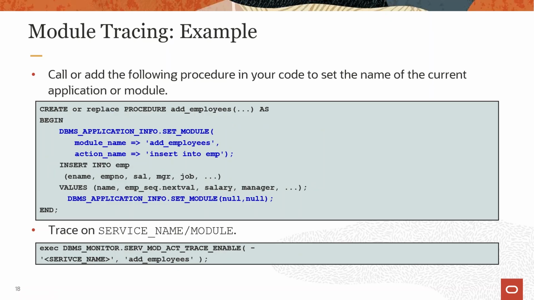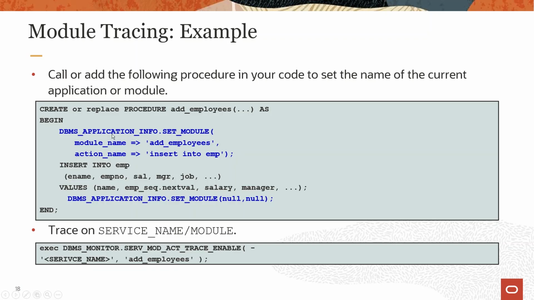Now, once you have set up services, you can also then within a service perform module tracing. Now, what is the following? Well, this example shows how you can set for this particular insert statement a module and action name. So you can say, look, I have a procedure with lots of coding in it, but I'm only interested in tracing this insert statement of that procedure.